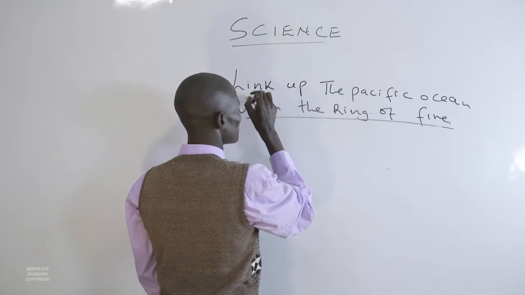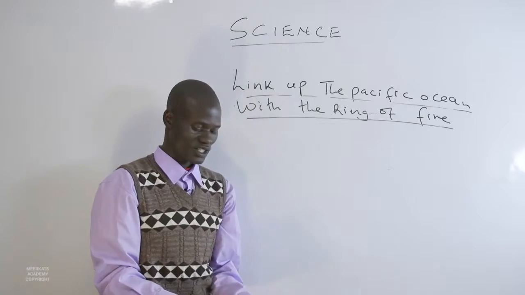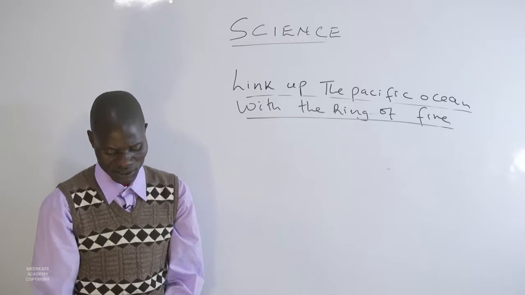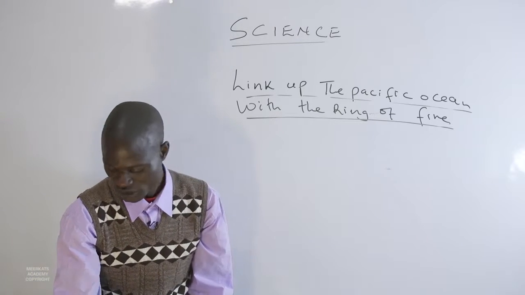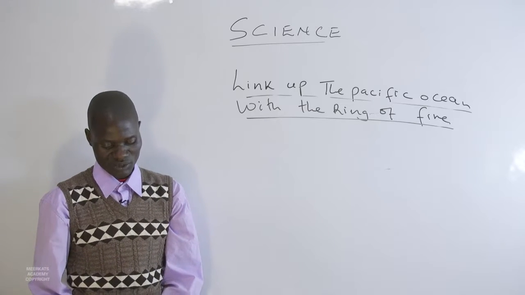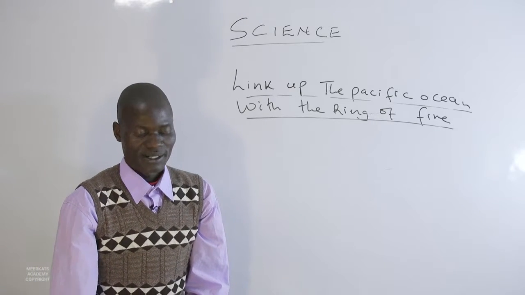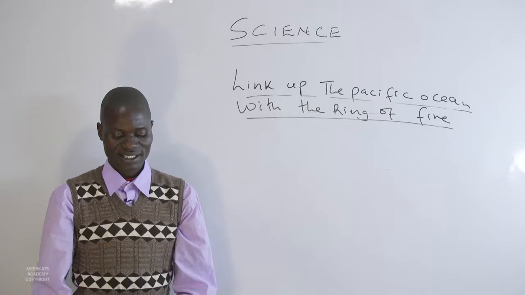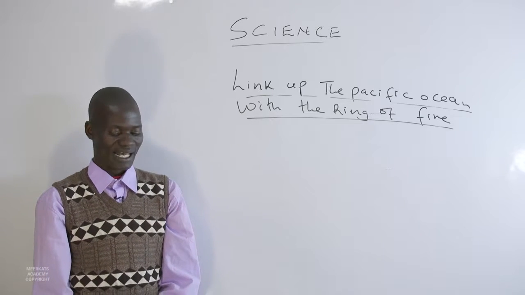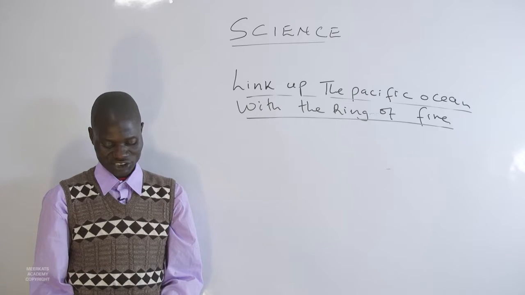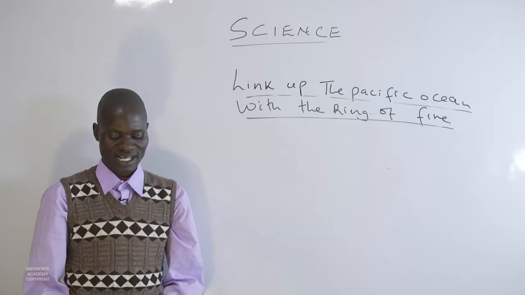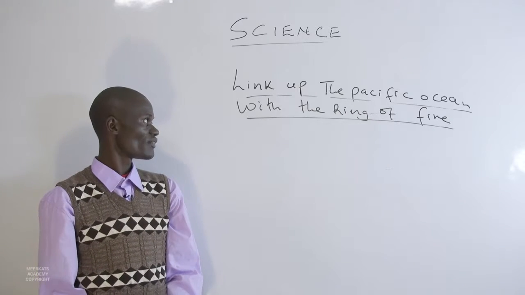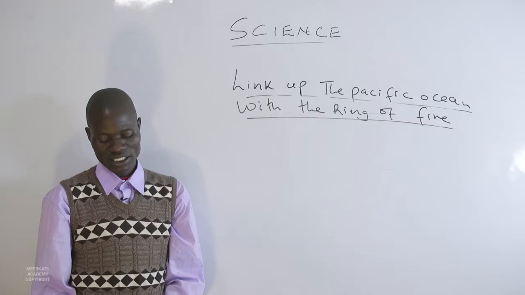We can link up the Pacific Ocean with the ring of fire. When we look at various mountains, after looking also at the divergent plates and the regions that are associated with the interaction of the Earth's tectonic plates, we can consider these regions, especially the regions of the Pacific Ocean, and link them up with the ring of fire.